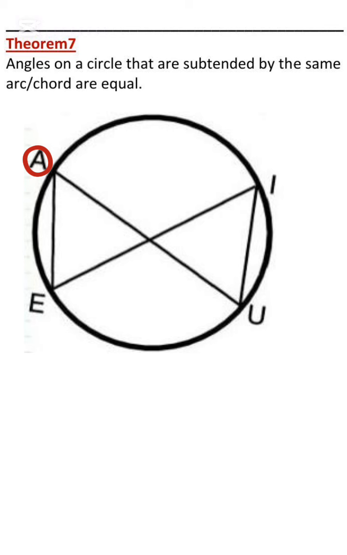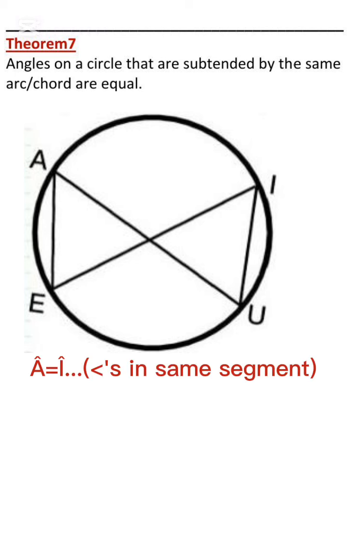Then let's check another angle that is equal to A. We'll put our index fingers on E and U and check different lines. We'll be able to move our fingers along. I see line EI and line UI. Let's move our fingers along those lines. There we have our angle I. Therefore, angle A is equal to angle I, and the reason is angles in same segment.